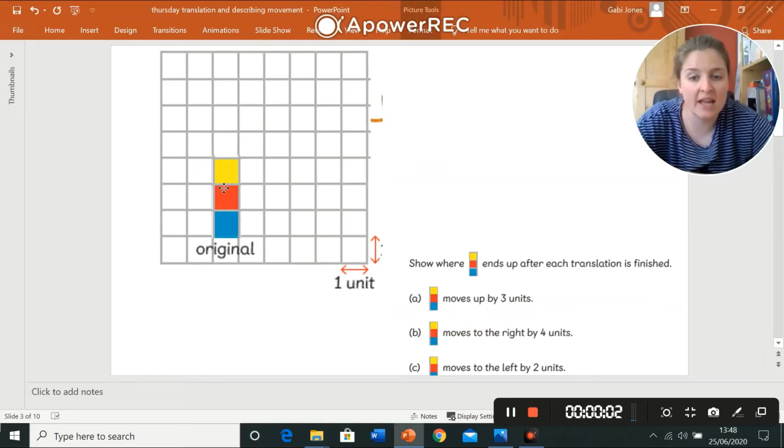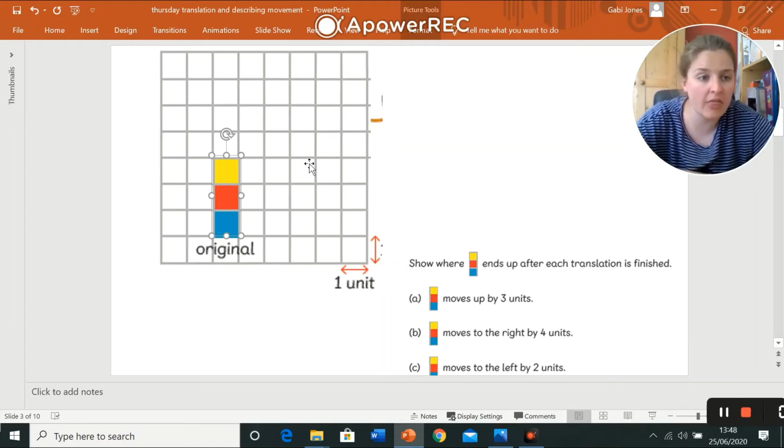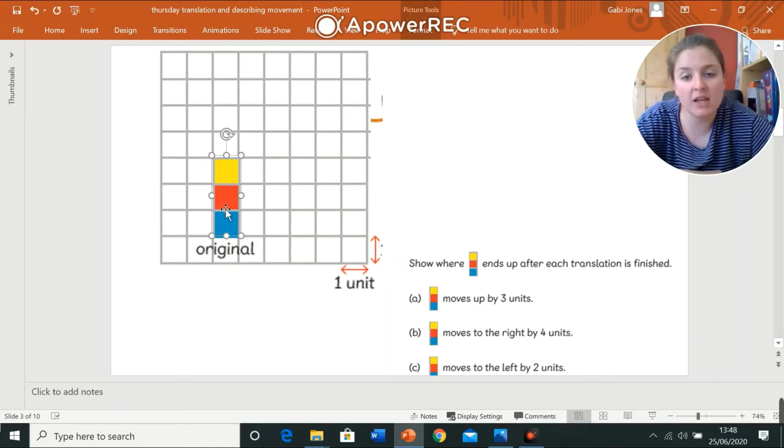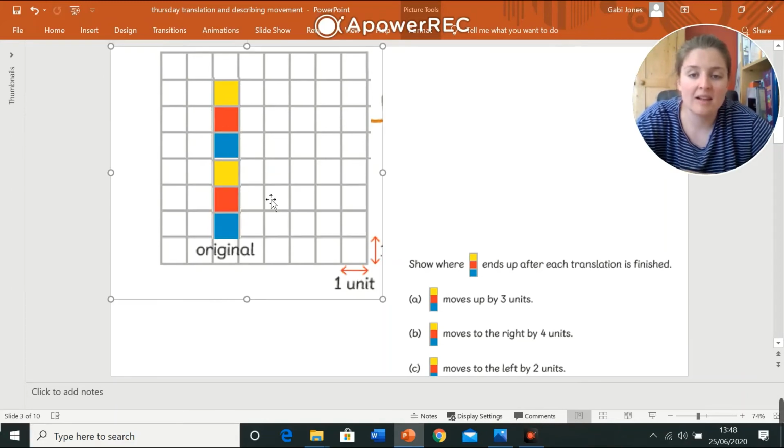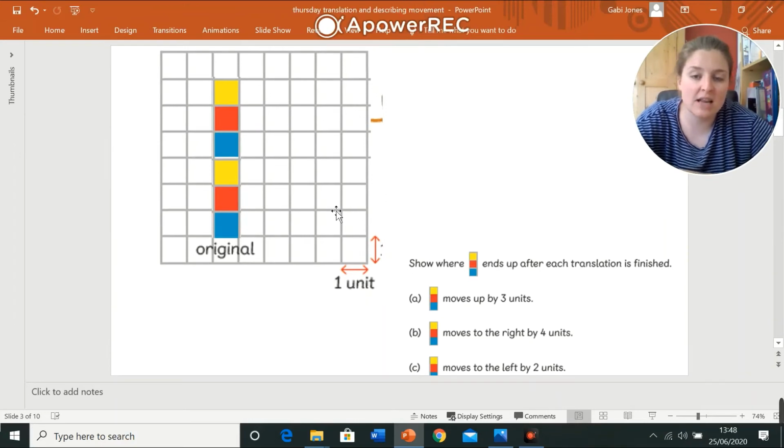Translations get you to move a shape to a different location. It's not just about seeing how to get from one point to another. Sometimes translation is about moving a shape somewhere else. So, show where the block ends up after each translation is finished. Okay, so A moves up by 3 units. So, if it's moving up by 3 units, it's going to go 1, 2, 3. So that's where it ends up at the end of that translation. It ends up on top.